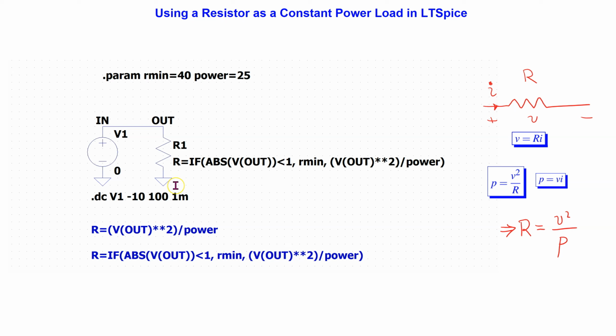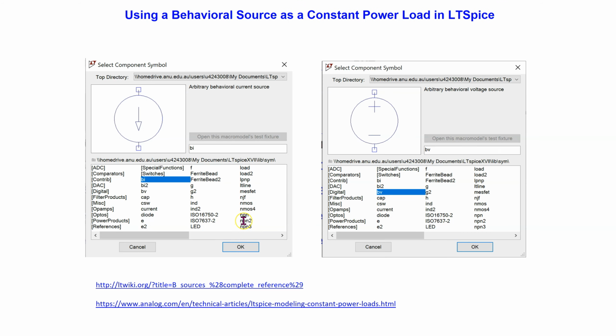This is because in LTSpice, when we set the value of R as an expression, the resistor quietly defaults in the background to a B or behavioral source. Thus, it is better to use a B source directly. In LTSpice, two types of B sources are available: an arbitrary behavioral current source and an arbitrary behavioral voltage source. More information about these sources is available at this link here. If you're interested, please check out these links.